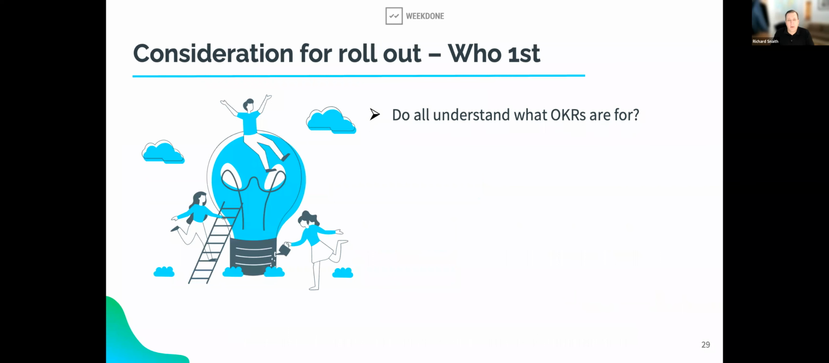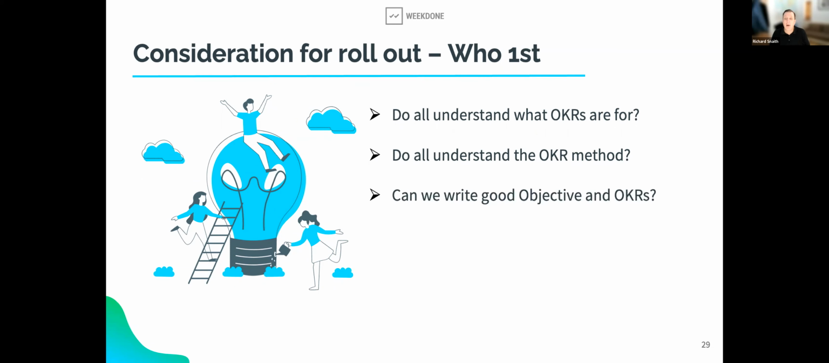So often where it starts, when we want to roll out, we really need to think about where we're starting from. Does everybody understand what OKRs are for? We discussed it earlier. Do all understand the OKR method? Can we write good objectives and OKRs? And this is one we're not going to discuss how to write them in this webinar. Actually, the plan is to do another one in February, which focuses much more on this good writing of OKRs, because it's so important for success.